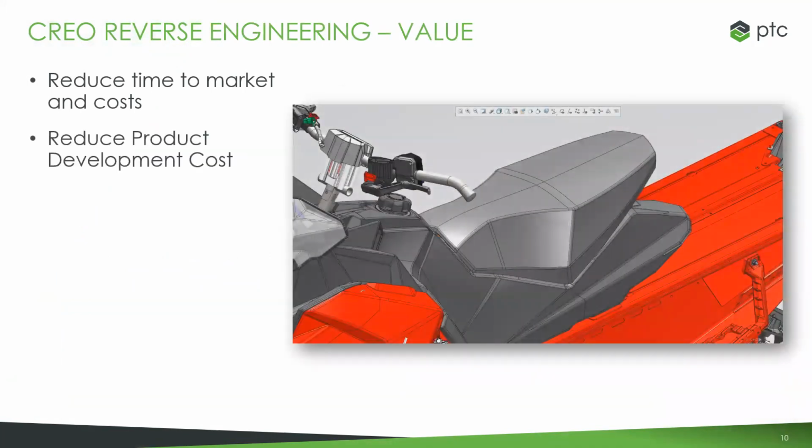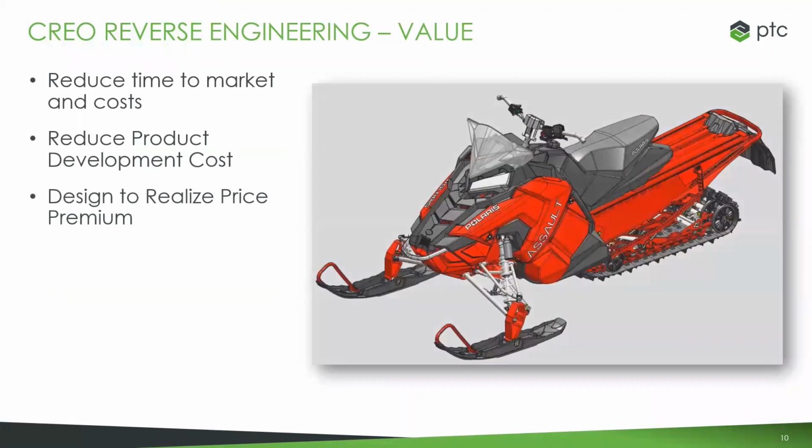You're reducing the product development costs. So taking geometry, and even if it is fairly complex, where in the past it could have been a very painstaking process to try to recreate that geometry, it's a lot more straightforward here using reverse engineering. And at the end of the day, realize price premium. So you don't have to take any shortcuts towards building out the best models possible at the end of the day.